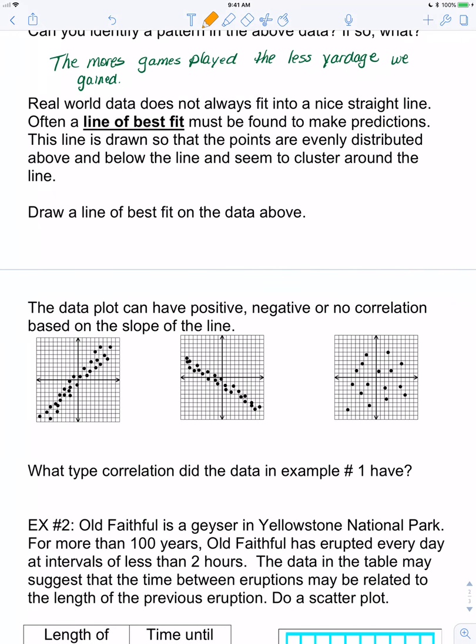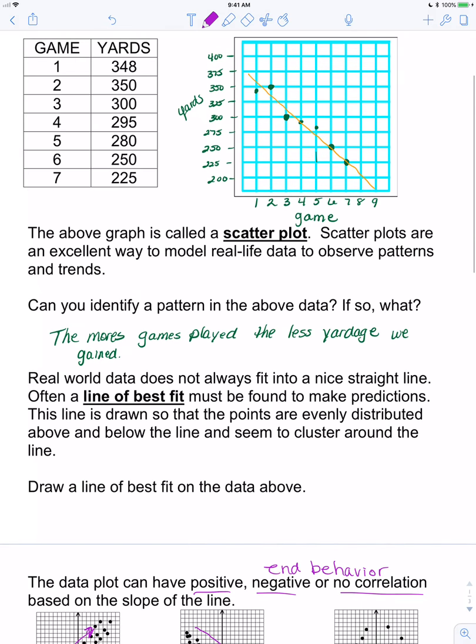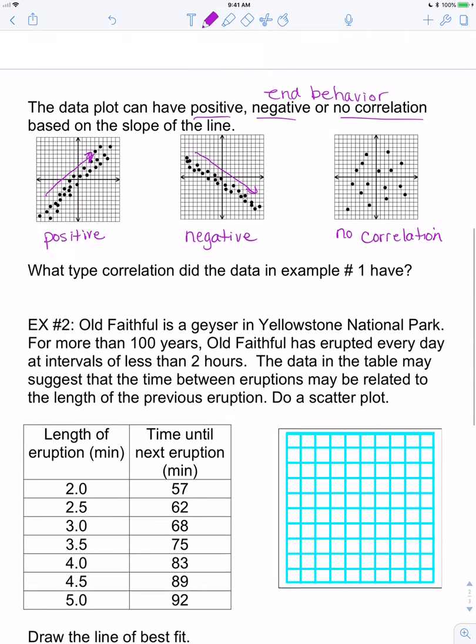All right, so notice your data plot can have a positive or negative or no correlation at all. When we talk about whether it's positive, negative, or no correlation, remember that's always talking about the end behavior. What's happening at the end of this line, which is the right hand side of it. Notice this one's going up, the trend is this way, so that's a positive correlation between this information. This one is going down, so it has a negative. And this one's just all over the place, so we can't say there's any correlation whatsoever to whatever it is that we're graphing here. So what type of correlation did the data have in the very first example? Well, we could say that's probably a negative correlation.